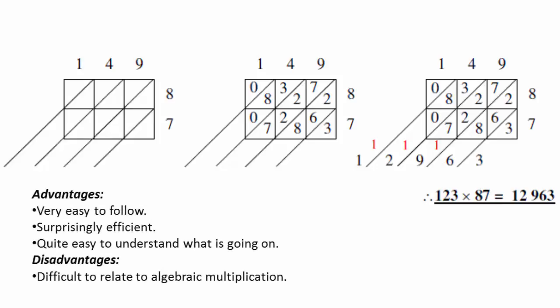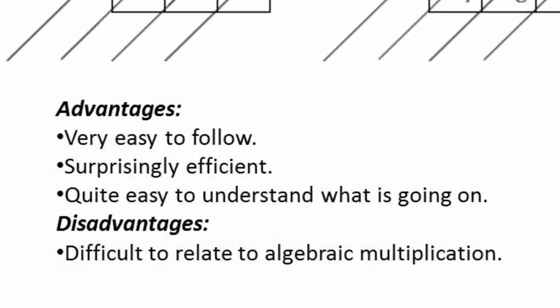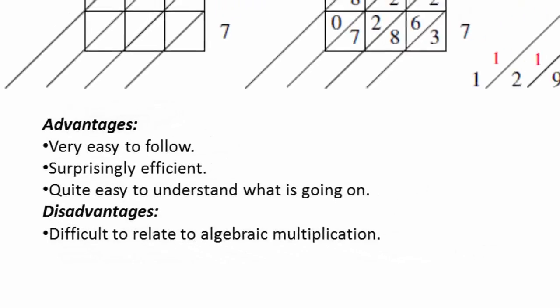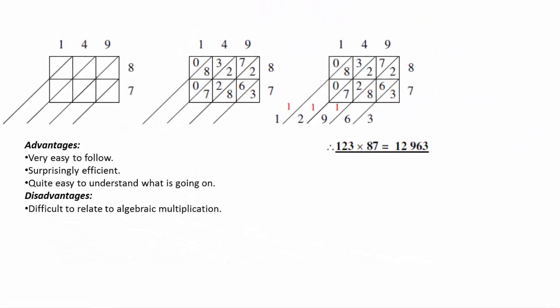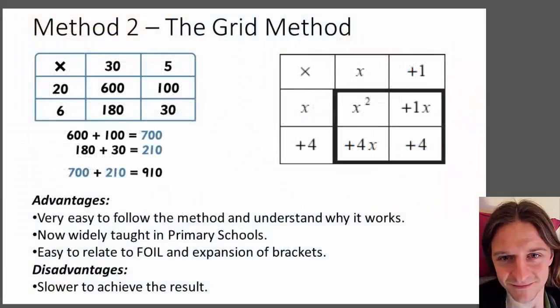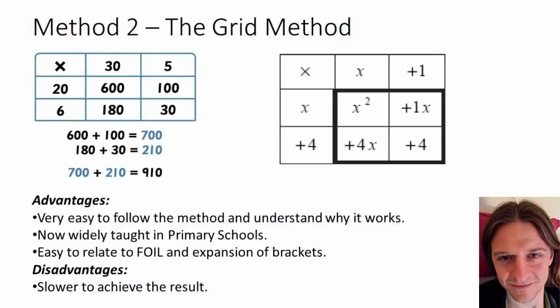Advantages: easy to follow once again, surprisingly efficient, quite easy to understand what's going on, but once again, the disadvantage, like with method 1, is that it's difficult to relate to algebraic manipulation. Now, this is the reason why, when I look at all three of these methods, I'm a big fan of the grid method. And I can show you some really very advanced questions, where if students are happy with the grid method multiplication, they can actually do some really clever things later on in some of the extension papers at the end of A-level, like STEP papers or whatever.